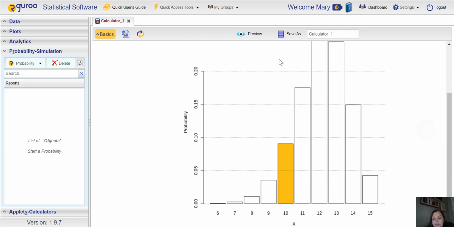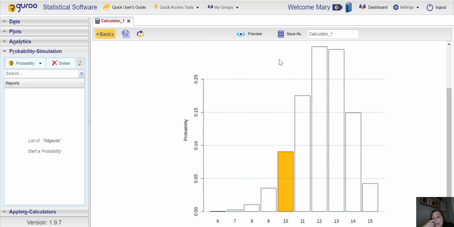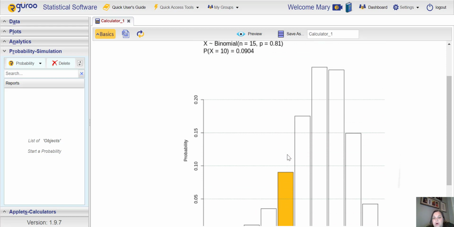This time you'll see a histogram that is graphed. So basically, the histogram is where we are graphing the probability, which is the same as the relative frequency, for each one of the potential successes. In this case, the probability of 10 successes went up to, I believe, 0.09, what was it? 0.0904. So that's approximately that, the shaded bar.